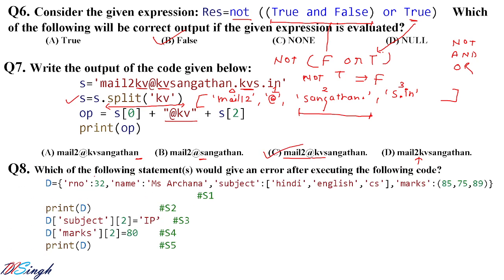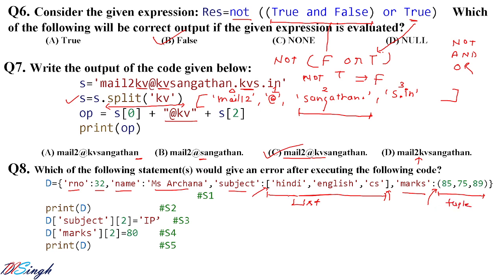Question number 8. Which of the following statements would give an error after executing? I hope you know that key value pair about the dictionary. So here you have the key value. So roll number value 32. Name value Miss Archana. Subject, now value is of type list, and list is mutable. Keep that in mind. And then here you have the key marks, and the value is of type tuple. So this is what? List. How do I know? Because this is defined inside the square brackets, and this is defined inside the parentheses. So this is what? Tuple.